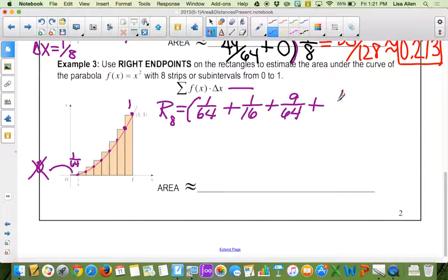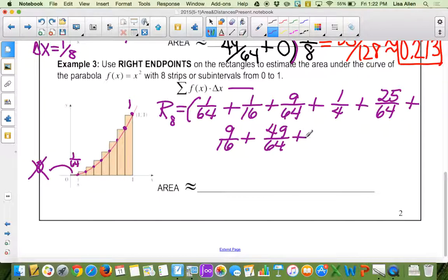Plus, if we square 1/2, we get 1/4. If we square 5/8, we get 25/64, plus, then squaring 3/4 or 6/8, we get 9/16, plus 7/8 squared is 49/64, plus 1 squared, which is 1. And then we multiply that times delta x, which is still 1/8, same as the last problem.